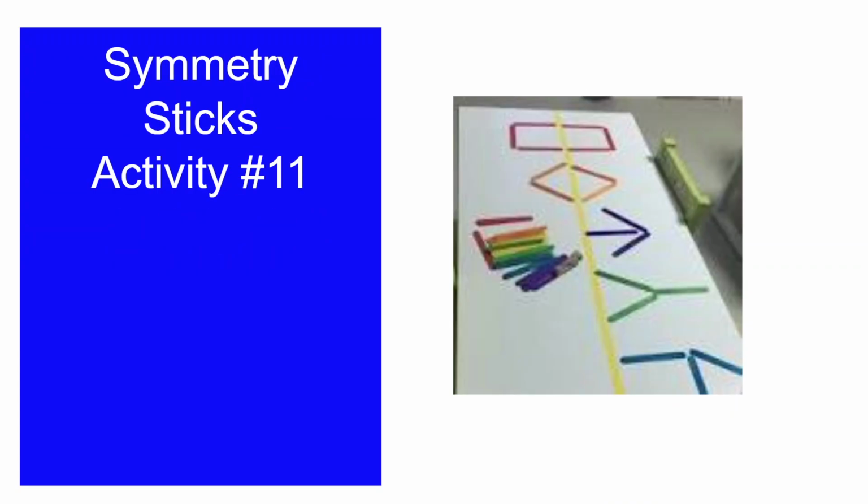Our next activity, activity number 11, we are going to explore making symmetrical patterns using sticks. And to set up this activity, you want to put a piece of string on the floor or a table. In the picture here, it's actually yellow. And then set up a stick pattern on one side. And then on the other side, leave sticks for the child to be able to make the pattern on the left.